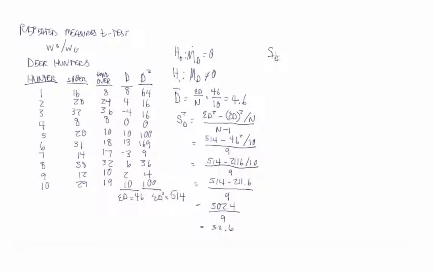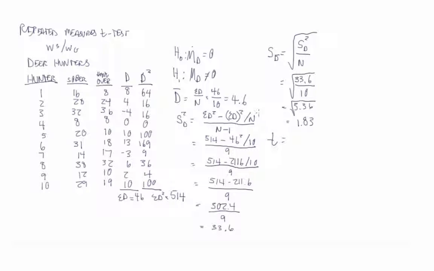Okay, now we need to find our standard error. So s sub d, and that again is equal to our variance term over n and under a root sign. So plugging the numbers in, we get 33.6 over 10 under a root sign gives us 3.36, and the square root of that is 1.83.